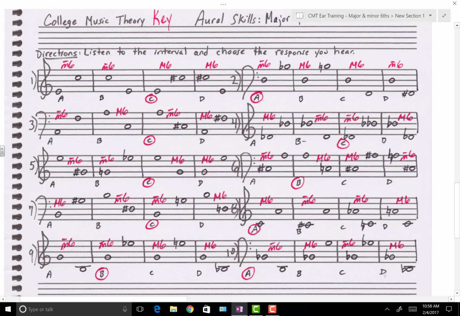For 4A, we had a major sixth ascending, do la. For 4B, we had a minor sixth descending, the entertainer, or do down to mi. The correct response was 4C. And for 4D, we had a major sixth descending. That's the NBC theme song backwards, or la down to do.